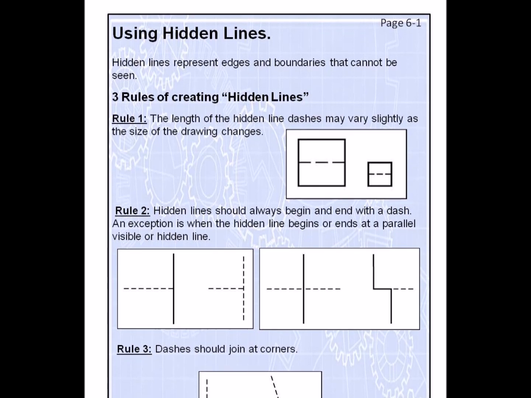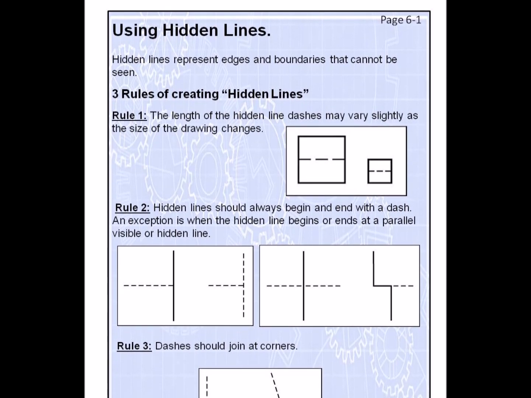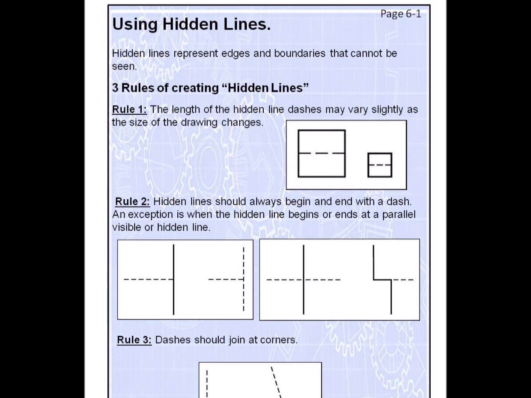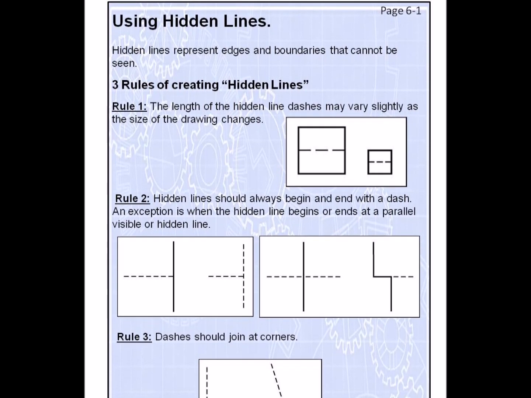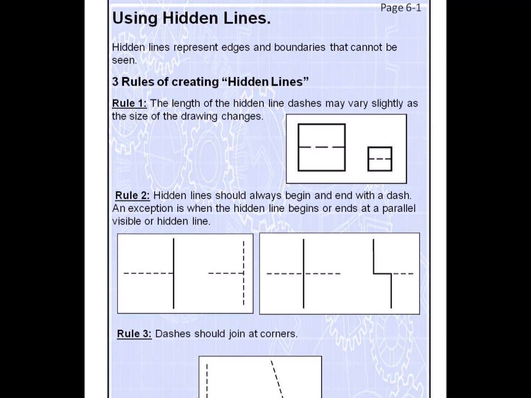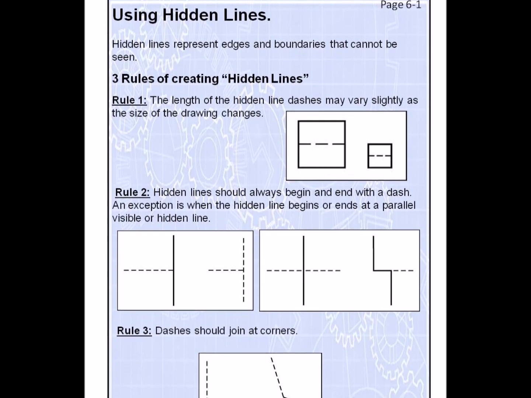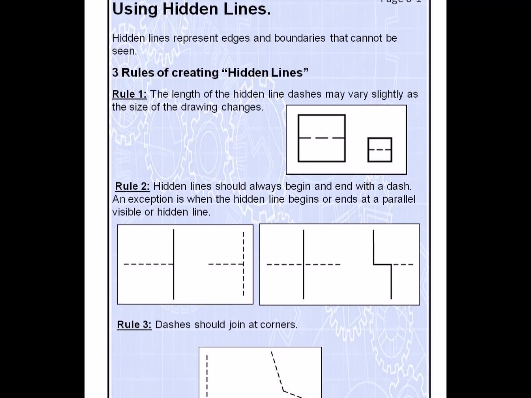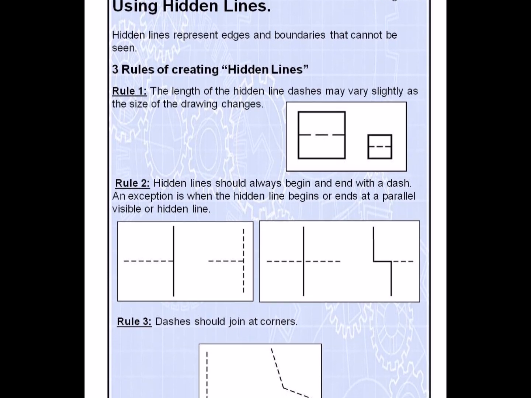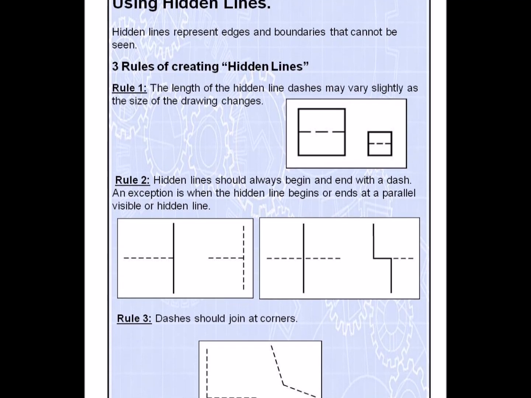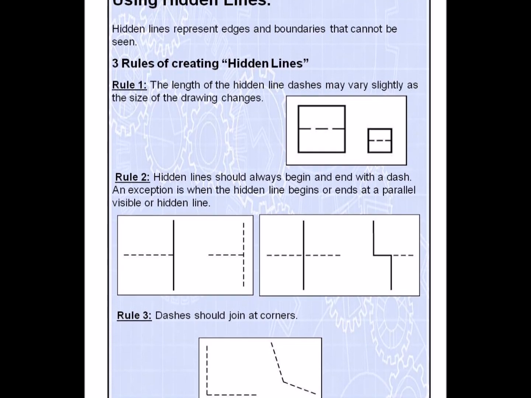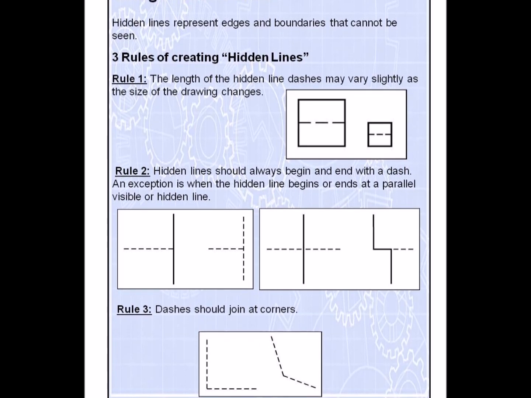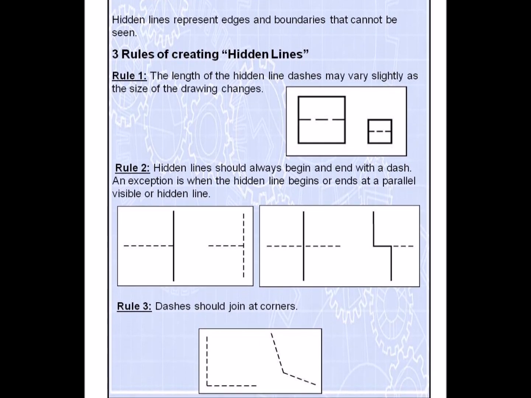Hidden lines are used to indicate edges or boundaries that are hidden from view. When creating a hidden line, you want to make sure that there are at least 2 breaks in the line. This can be accomplished by adjusting the length of the dashes. Most drawing software packages allow you to do this. Controlling how the dashes meet other lines is a little bit more difficult to control. However, most technical drawing software follow Rule 2 and 3 fairly well.